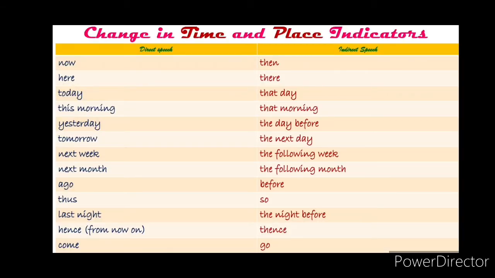Let's have a look at this table to understand how words indicating place and time are changed in indirect speech. Now is changed to then. Here becomes there. Today becomes that day. This morning changes to that morning. Yesterday becomes the day before. Tomorrow becomes the next day or the following day. Next week becomes the following week. Next month, the following month.